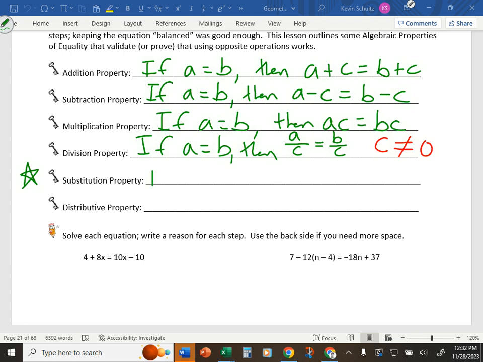This one, the substitution property, you're going to use a lot. And it says, if A equals B, then A can replace B in an equation or expression.